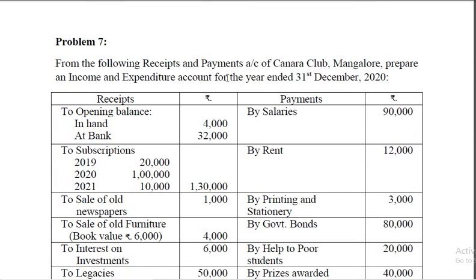We will take up a new problem. Receipts and payments account of Canara Bank Bangalore is given, and you have to prepare income and expenditure account as on 31st December 2020. So the current accounting year is the calendar year, and it starts from 1st January and ends on 31st December of 2020.